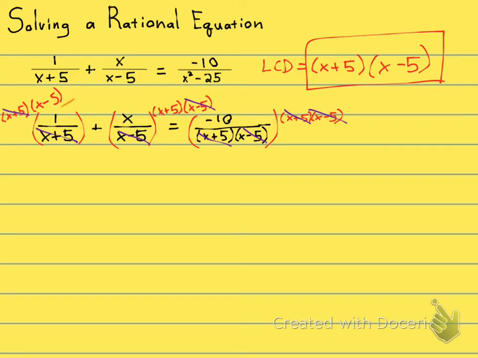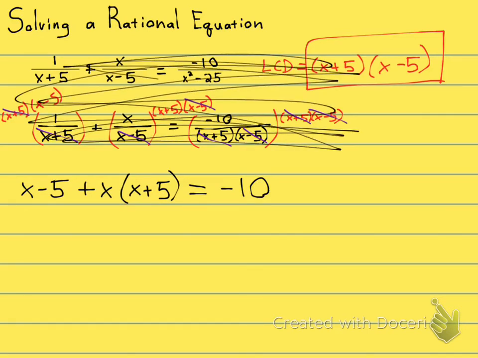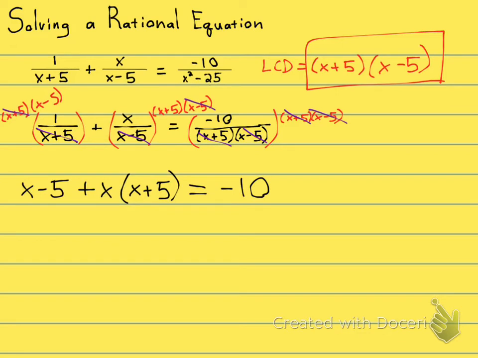In the first term, I'm left with x minus 5 times 1. Well, that's just x minus 5. In the next term, I'm left with x times x plus 5. And then in the last term, I'm only left with negative 10. Now, don't worry about anything else right now. If I'm just looking here, that's an equation that I'm going to solve with no denominators. So let's go ahead and solve this equation.